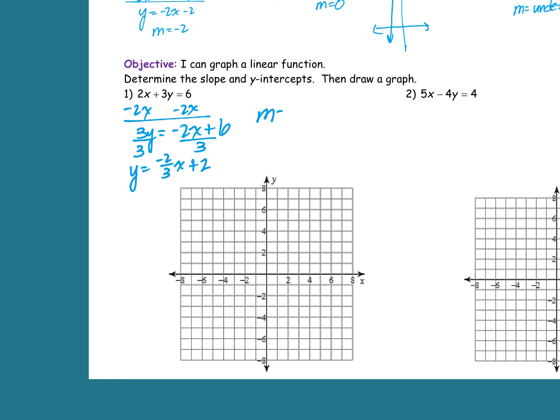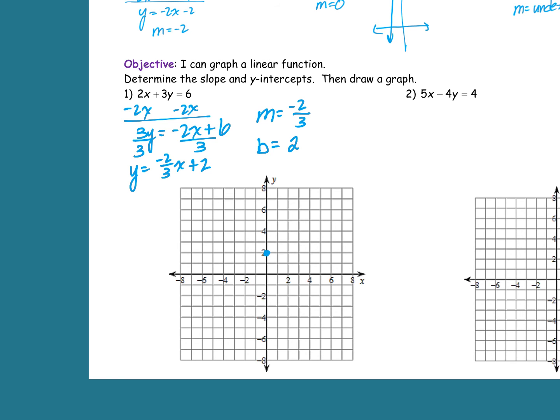So my slope is negative 2/3, and my y-intercept is 2. Now when I'm going to graph this, where do I start? On the y-axis. I'm going to start at my y-intercept, at positive 2, so I put a point there. Now I start at that point. I don't start at 0, 0. Somebody asked me that the other day: do I start at 0, 0? No, I start at my y-intercept.